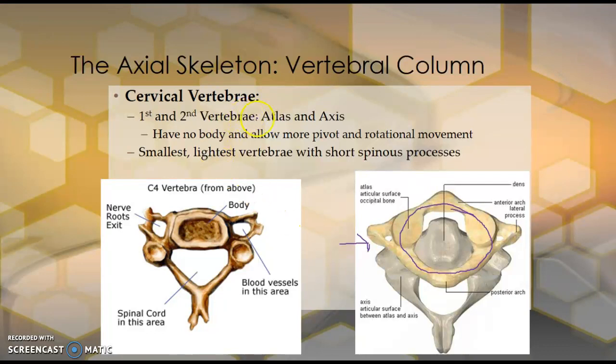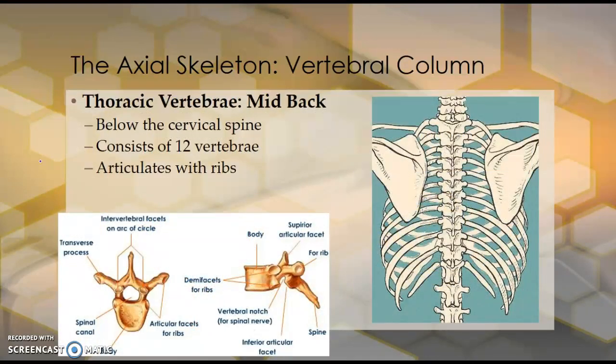And a lot of people have trouble remembering what comes first, the atlas or the axis. Well, a good way to remember it is the atlas is first and the axis is second. A in the alphabet comes before X. So that's a good way. They don't have very big spinous processes. You don't have a lot of muscle attachment here, and they're the smallest and lightest vertebrae.